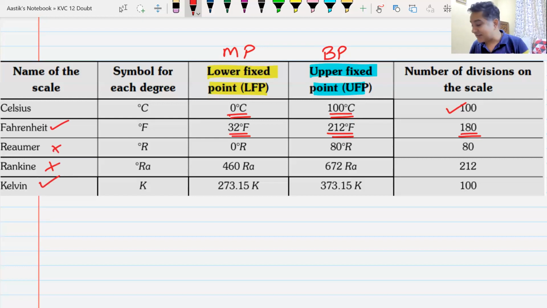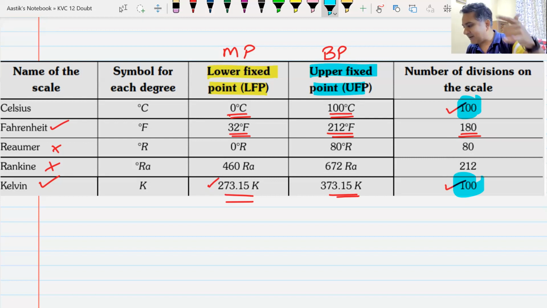We have the Kelvin scale, which is the SI scale. The lower fixed point, the melting point of ice, was taken as 273.15. Why is it so peculiar? Because it actually came by experimentation. The boiling point is 373.15. It also has the same divisions. That means the number of divisions on the Celsius scale and the Kelvin scale are equal. That means the change of 1 degree Celsius is equal to the change of 1 Kelvin. Do we understand this? Yes, sir.